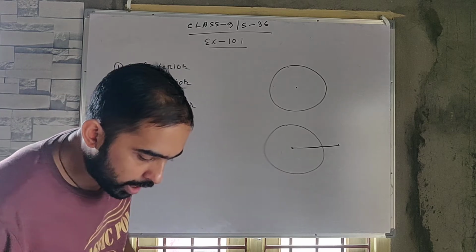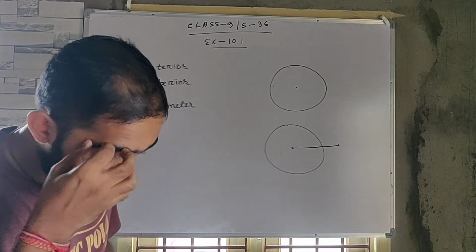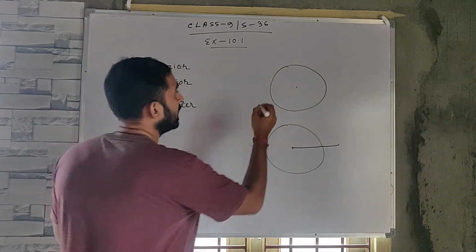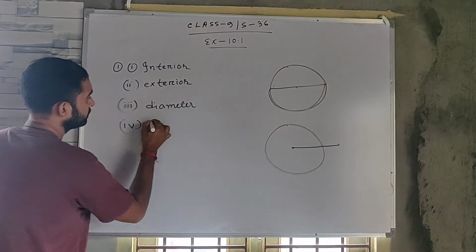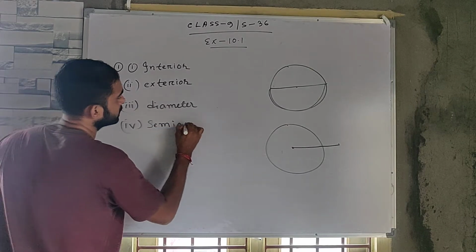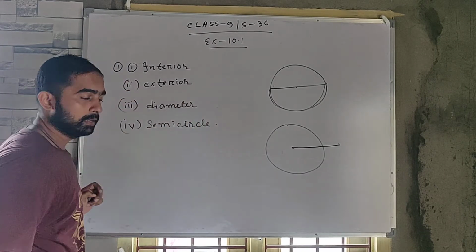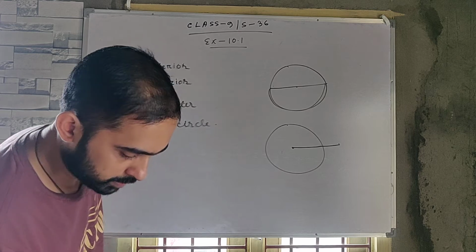Next one is, an arc is a dash when it ends at the ends of the diameter. Now see, this is the diameter. This arc is known as what? Semicircle, because both ends are on the edge of the diameter.